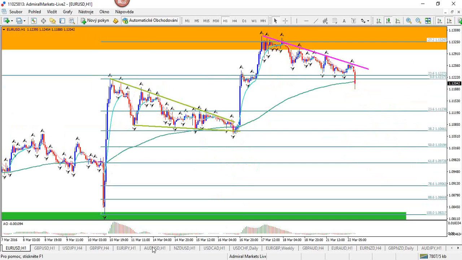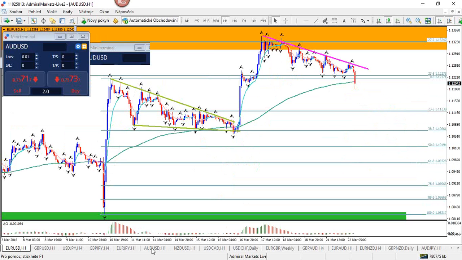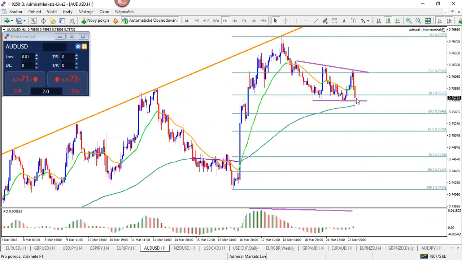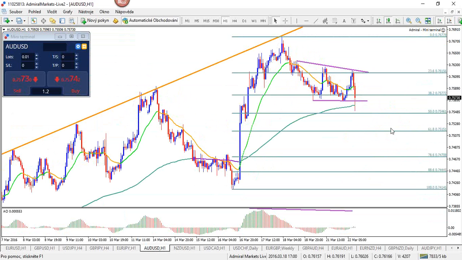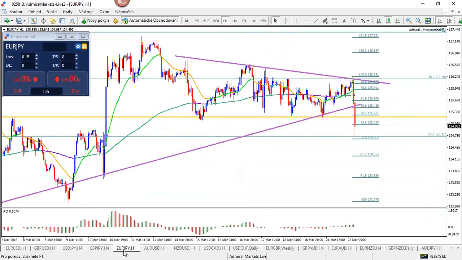All right, the AUD USD break is looking iffy. There are some wicks, so let's see how this candle closes. But here too, the 50 and 61.8 could be bouncing spots.